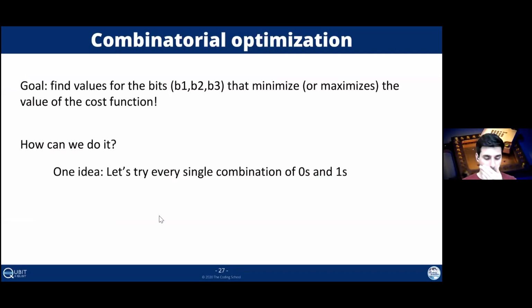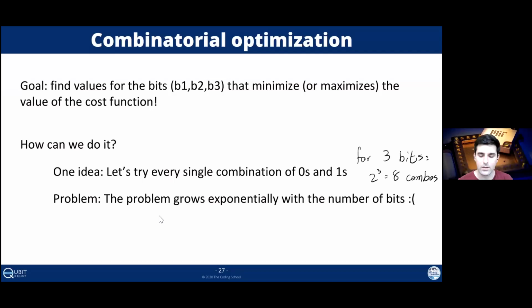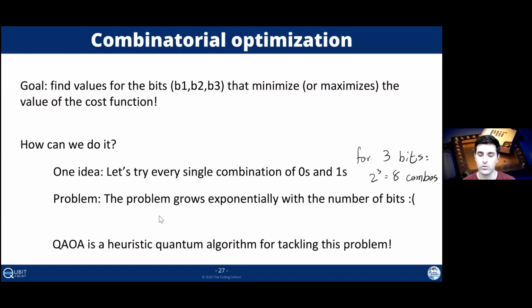Well, how can we do it? So one option is to try every single combination of zeros and ones. So if we have 3 bits, how many different combinations do we need to try? Well, we have 3 bits, and bits are binary, so that's 2 to the 3. 2 to the 3 equals 8 combos. And of course, if you have n bits now that you're trying to optimize, that's 2 to the power of n. And the problem with that is that it grows exponentially with the number of bits. So that is not an ideal approach. In fact, it won't give us an answer.